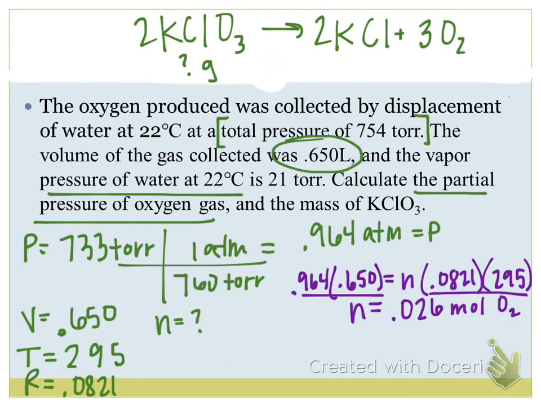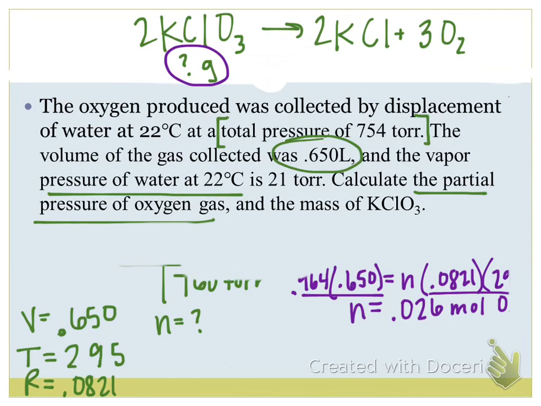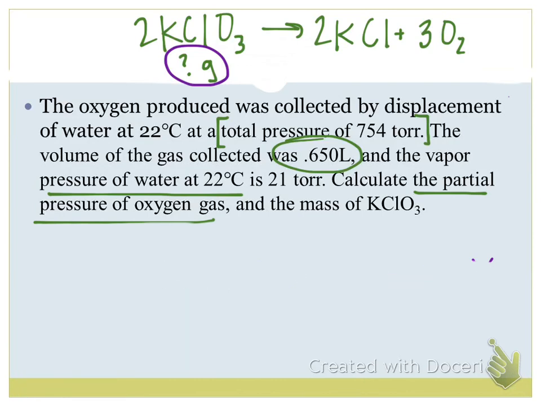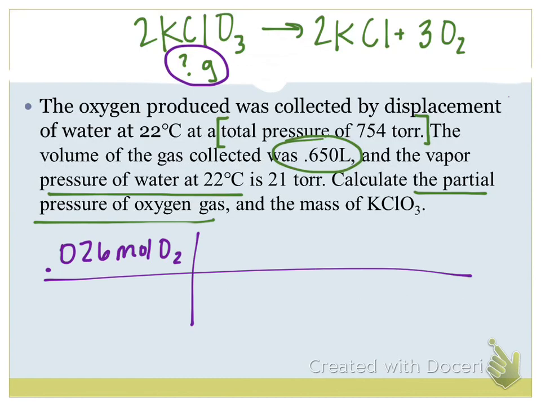Now I have moles of oxygen gas, but I need grams of my reactant. So I need to do a stoichiometry calculation to get me from moles of O2 to grams of KClO3. So can I get rid of my work that I have here? So if I have 0.026 moles of O2, I go moles of O2 to what?